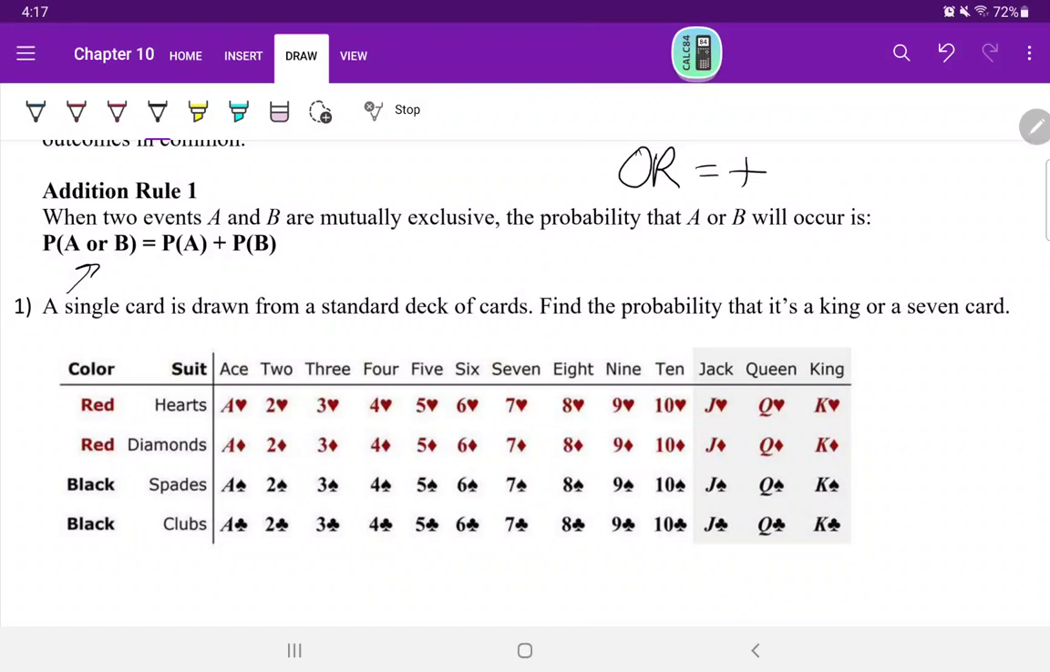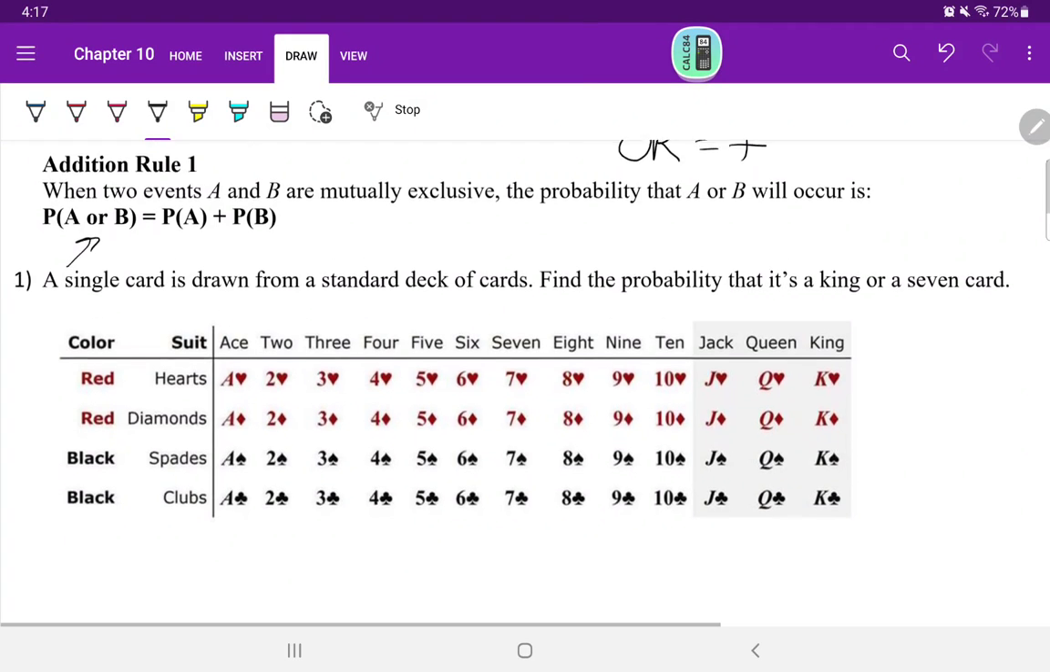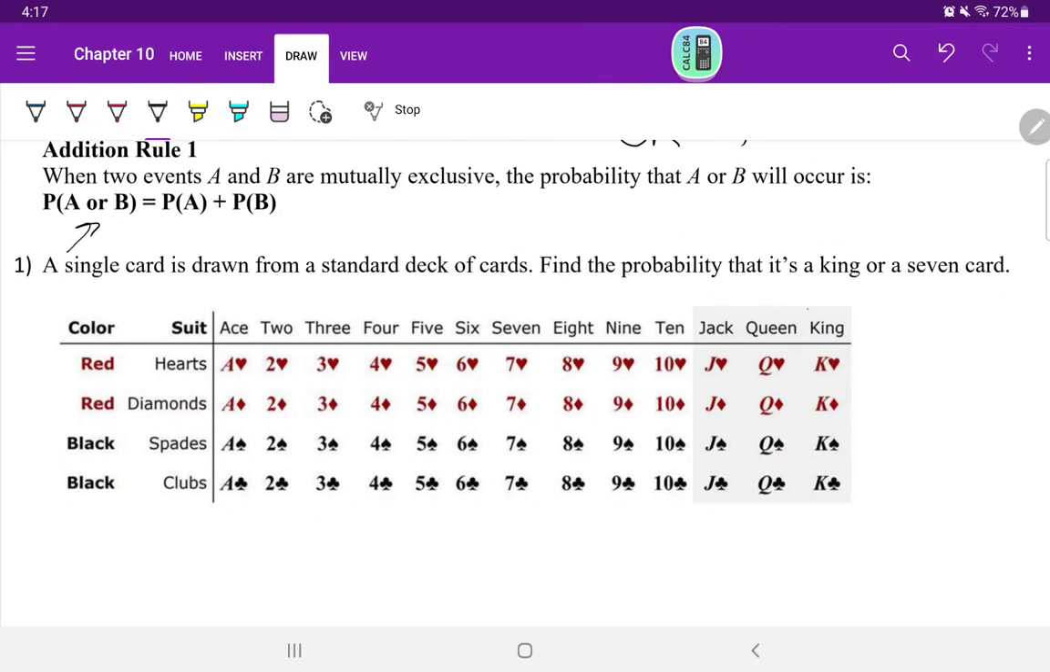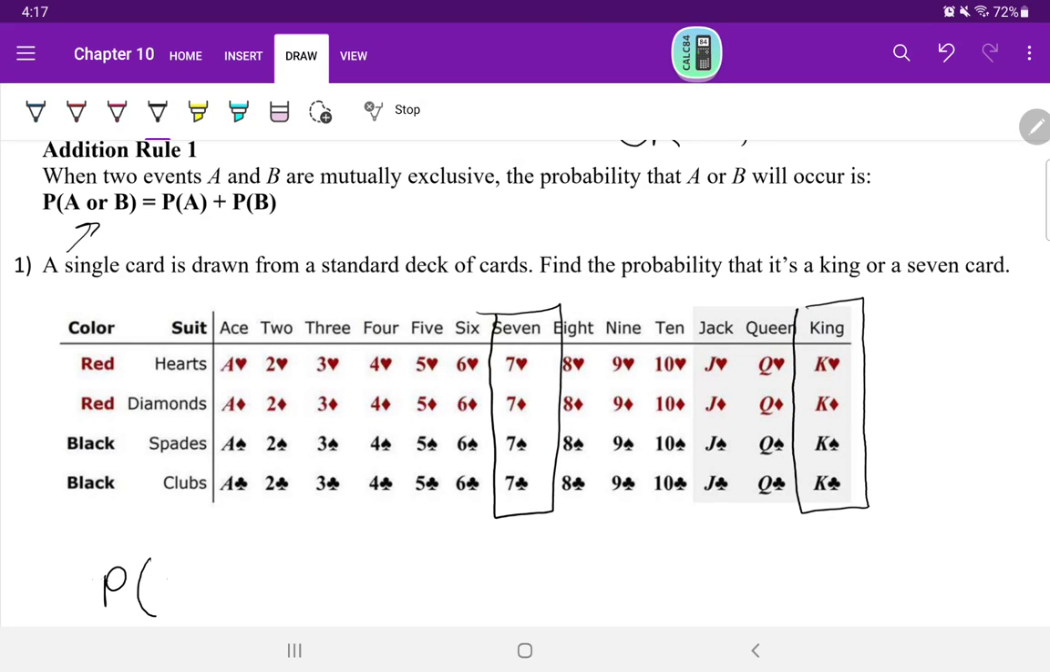Here's an example of us using addition rule number 1, where the events are mutually exclusive. A single card is drawn from a standard deck of cards. Find the probability that it is a king or a 7 card. So these are my kings right here. These are my 7s. We want to find the probability that the card is a king or a 7.